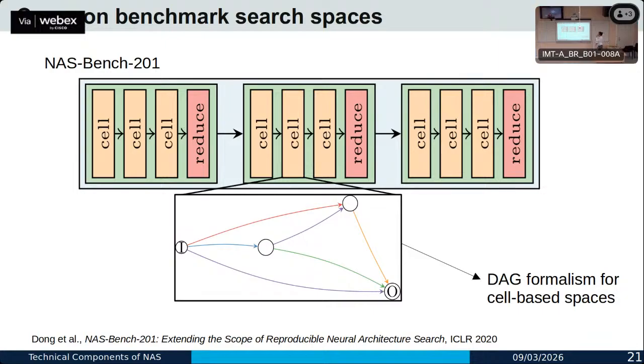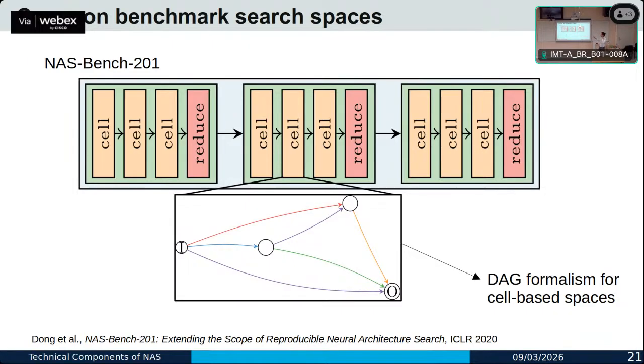So I'll now be describing some common benchmark search spaces that will be useful for the rest of this presentation. The first one is NAS-Bench-201, which is the most popular search space overall in the literature and the one most widely used as a benchmark. NAS-Bench-201 is defined as a stack of cells, as I explained, in the cell-based fashion, where each cell is quite reduced in size, and it is formalized as a directed acyclic graph.